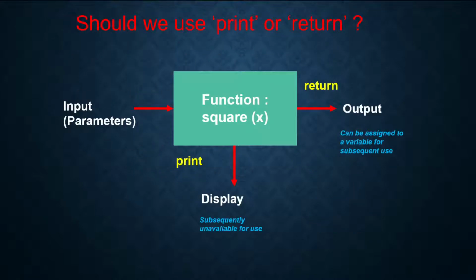Let's look at this. When we put in the parameter in the function, if we use a print statement, we are basically getting a display. We are getting something printed on the screen. And once you print it out, yes, it's there, but you cannot reuse it anymore. For example, you print the result of square x. Let's say you put square 2, you'll get 4 printed, but you cannot make use of that 4 directly. But if you return the result, you can assign this returned result into, let's say, another variable, and then you can use that value.